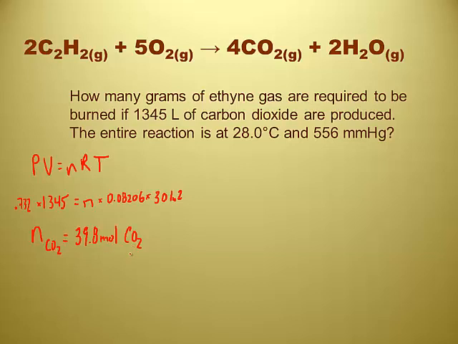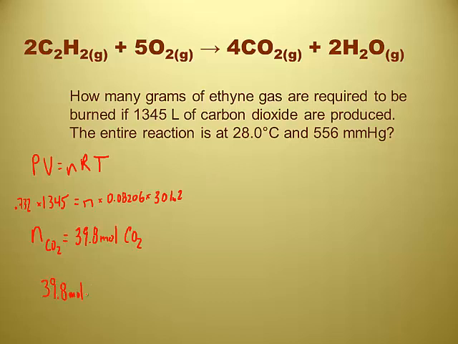Sometimes I write it like this instead of putting the CO2 as a subscript there. I write it over here. I like to keep track of what I'm finding because you're doing so many steps. This is a multi-step problem. Now, I've got moles of CO2. Every stoichiometry problem is a mole-to-mole ratio. So now you can do the stoichiometry.